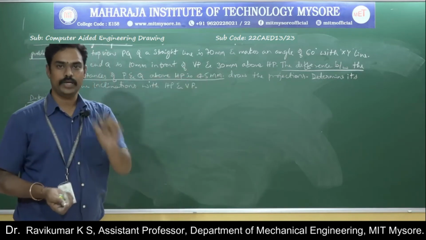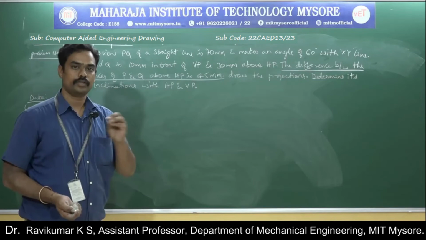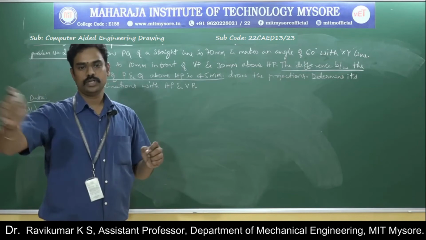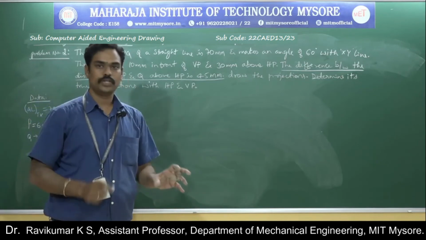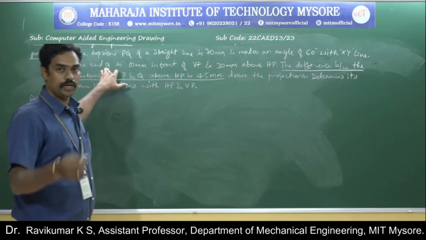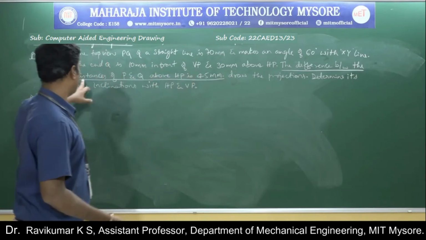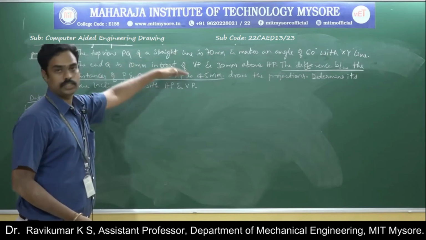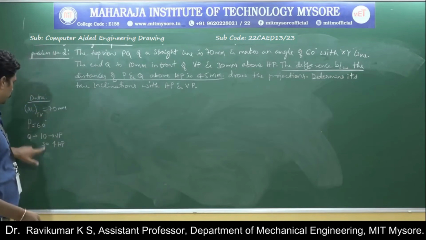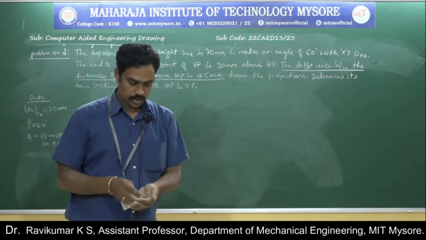So the position of point Q is given, so we need to start with Q. It need not be a convention that the line should be PQ; it can be QP. You can start with Q and end up with P. Since the position of Q is given, we need to start the problem with Q. The difference between the distances of P and Q above HP is 45 mm. Draw the projections. So here 1, 2, 3, 4 plus this one, 5 data are there, so it is more than sufficient to solve the problem.